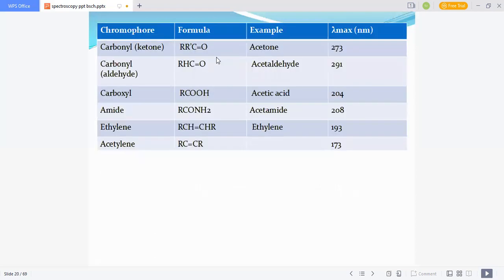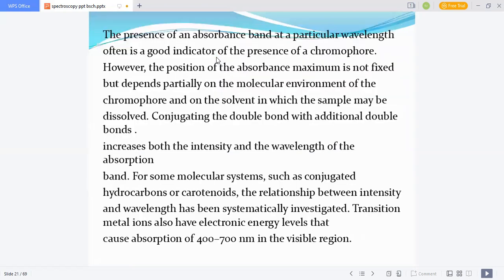Next one, chromophores. Formula, example, lambda max. Carbonyl ketone, C double bond O, acetone 273. Carbonyl aldehyde, R H C double bond O, acetaldehyde 291. Carboxyl, R C double bond O H, acetic acid 204. Amide, R C O N H 2, acetamide 208. Ethylene, R C H double bond C H R, ethylene 193. Acetylene, R C triple bond C R, 173.